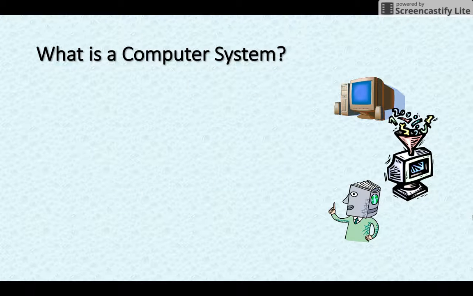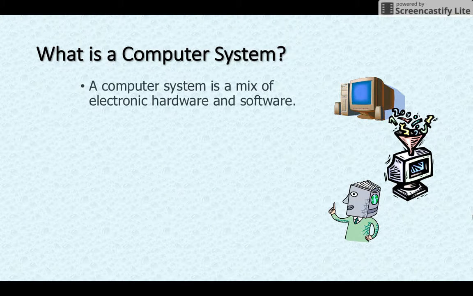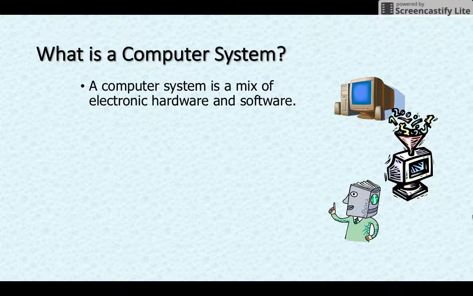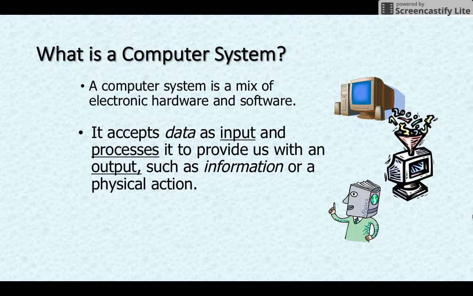So what is a computer system? Again, you know the parts of it, but you don't really know the definition of it. Well, a computer system is a mix of electronic hardware and software. And we're going to be getting more into hardware and software in a different lesson. But basically, the hardware is like your physical monitor, where software is more like Microsoft Excel, Office, all of that good stuff.